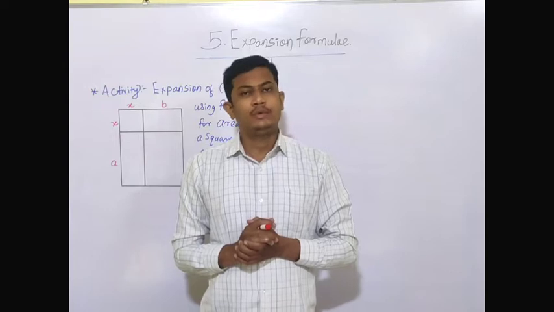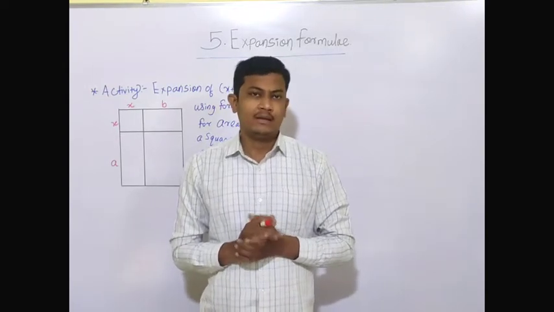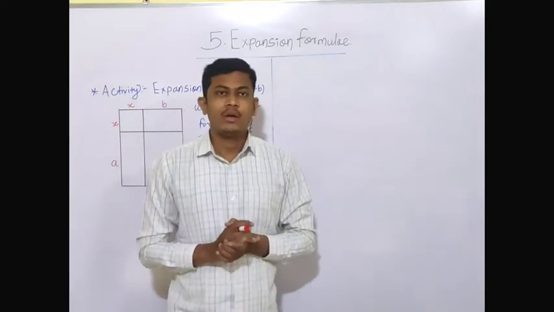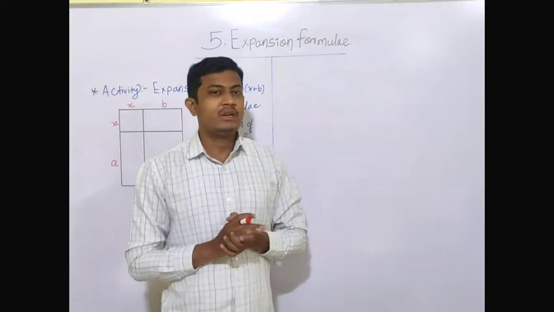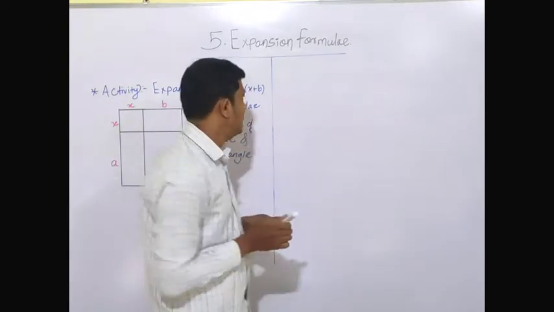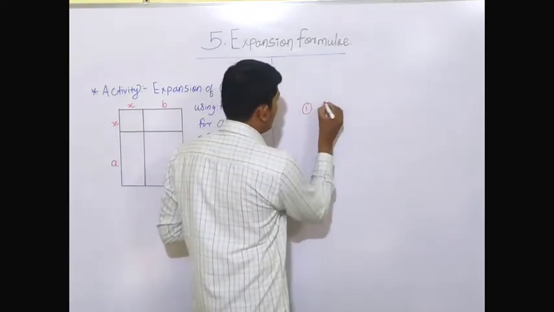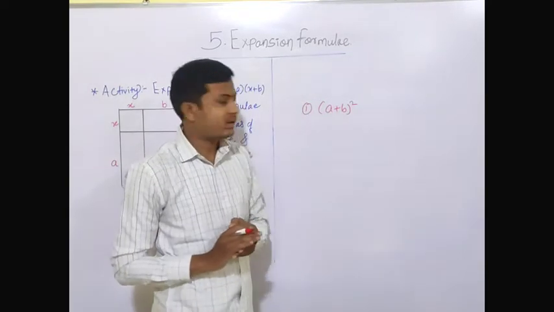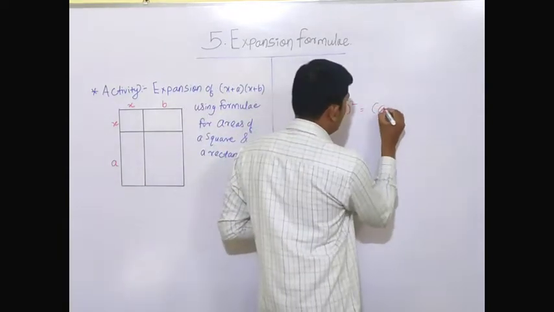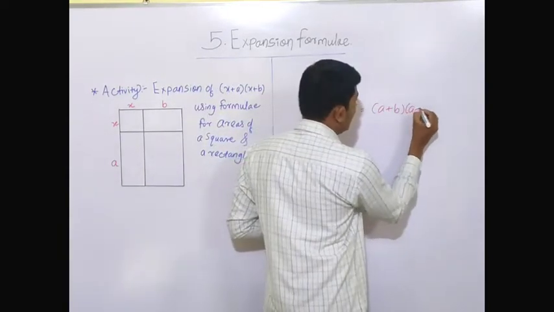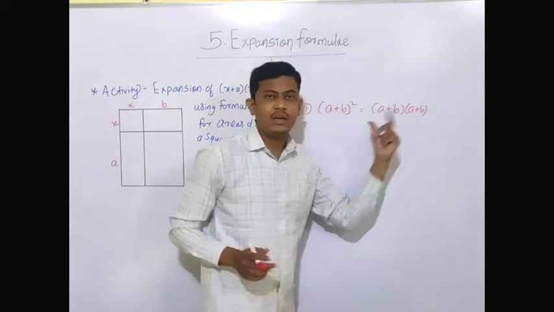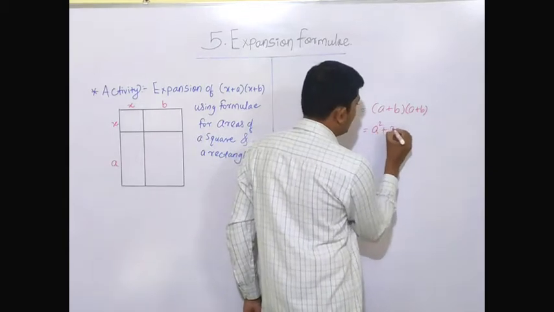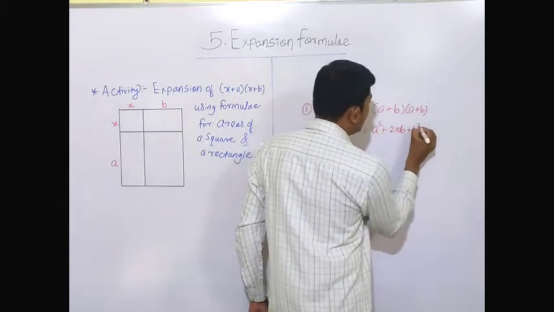Students, today we will see the fifth chapter of our mathematics for class 8. Fifth chapter is what? Expansion formula. In the previous class, we have studied the expansion formula for (a plus b) whole square. It was (a plus b) into (a plus b), which means what? Multiplication of the two brackets. So the expansion was a square plus twice ab plus b square.